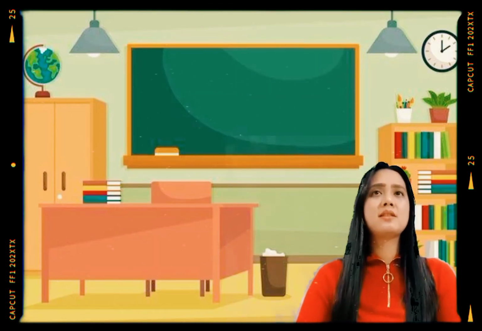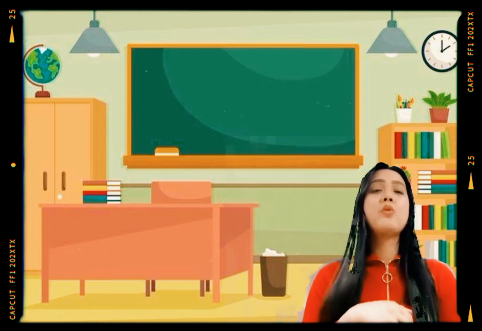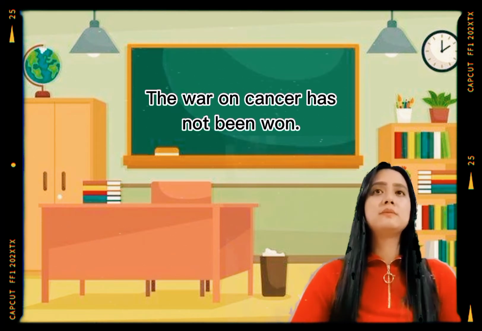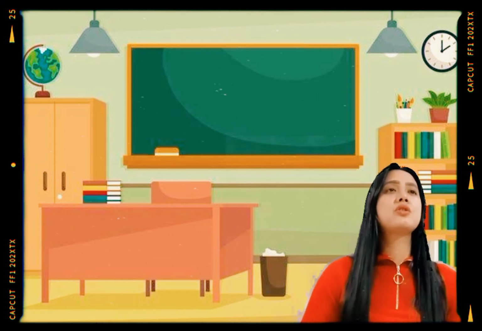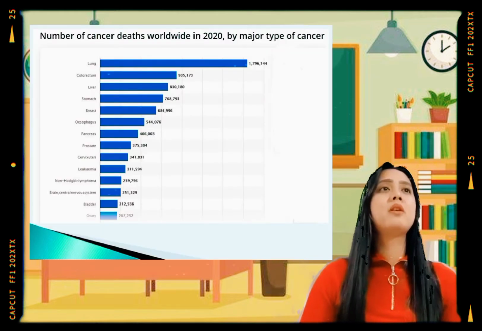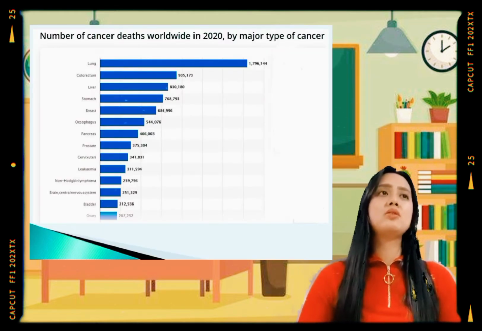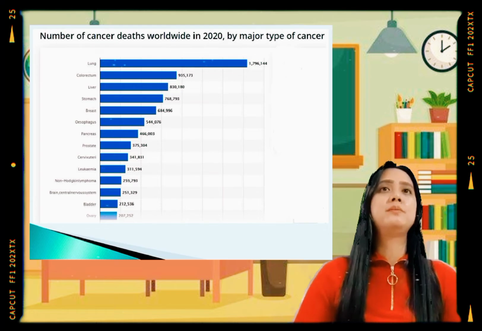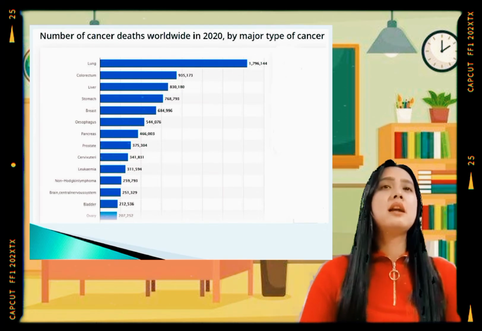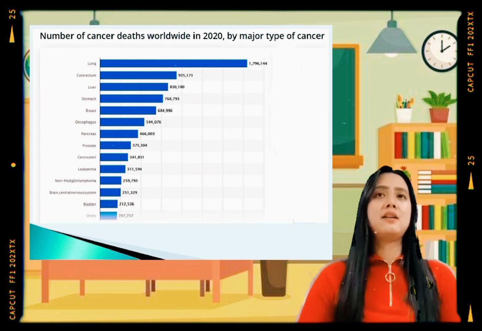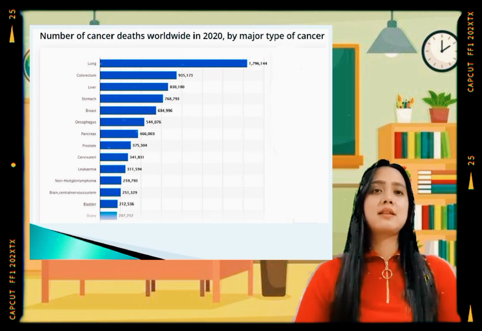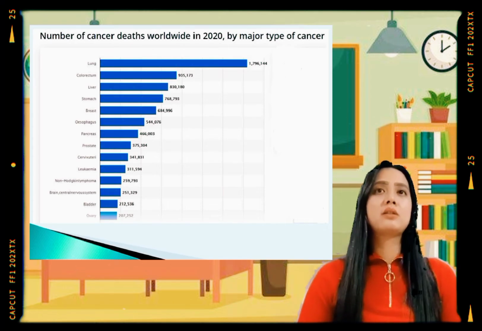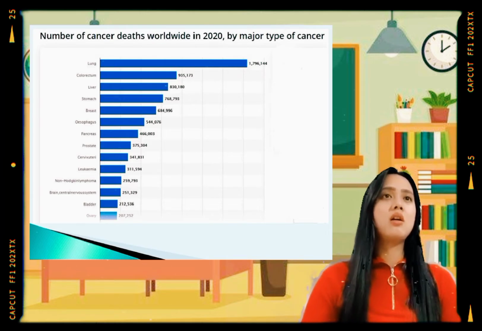Despite the treatments, studies, and research, the war on cancer has not been won. The number of cancers is still increasing. And it really shows in my chart here, the number of cancer deaths worldwide in 2020 by major type of cancer. As we can see, the number one type is lung cancer, with more than 1 million death cases. Second is colorectal. Third is liver, stomach, breast, and so on.